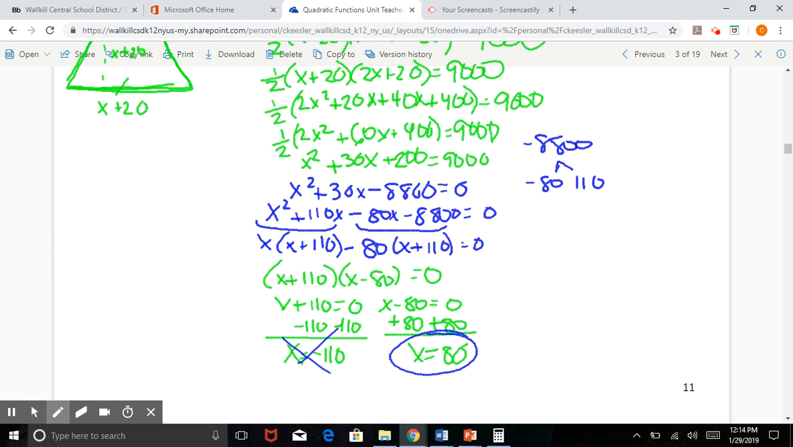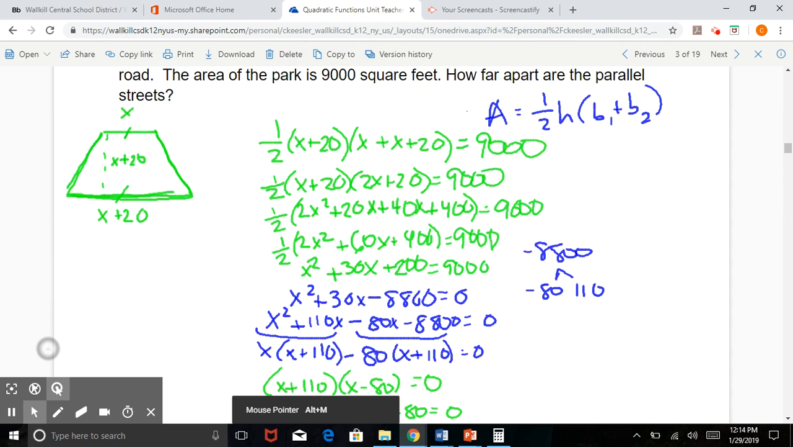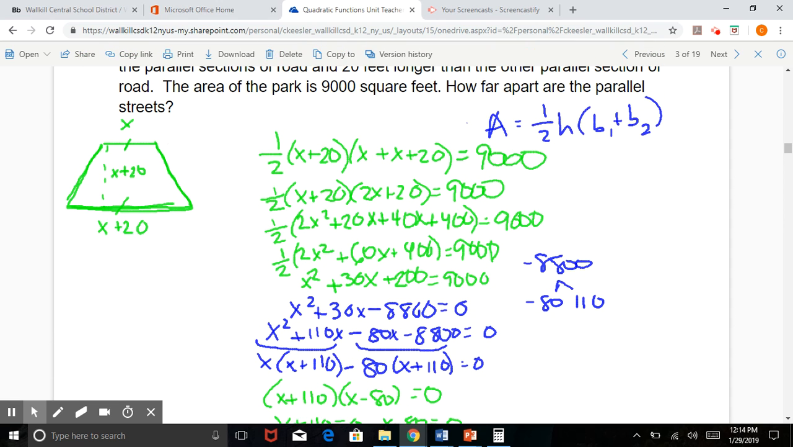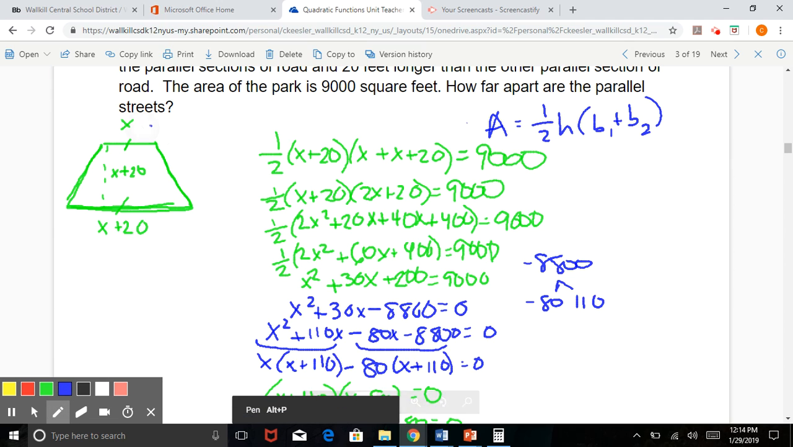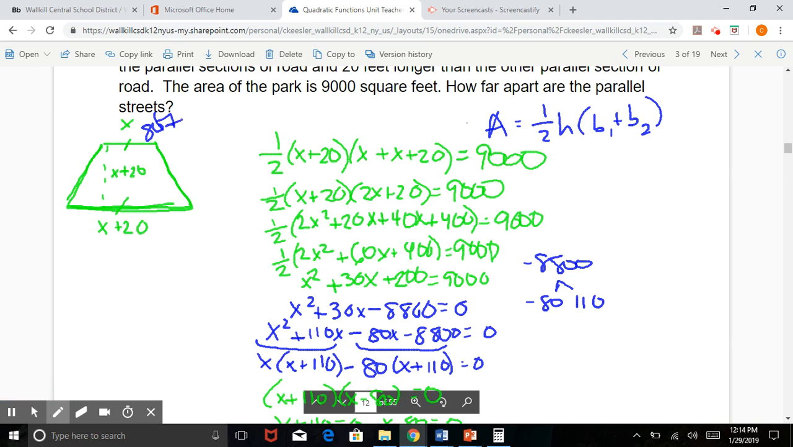And now we need to plug it back in to show our dimensions. So if x equals 80, that means the smaller base is 80 feet. The larger base is 80 plus 20 or 100 feet. And the height is also 80 plus 20 or 100 feet.